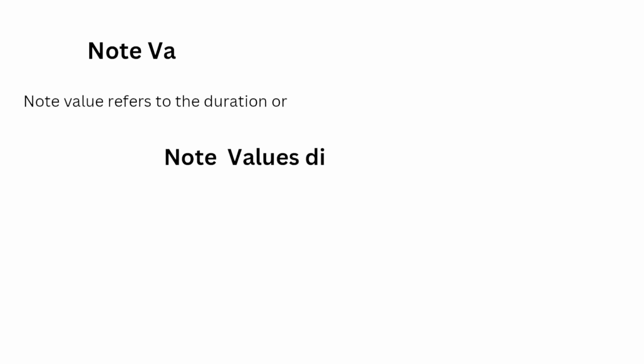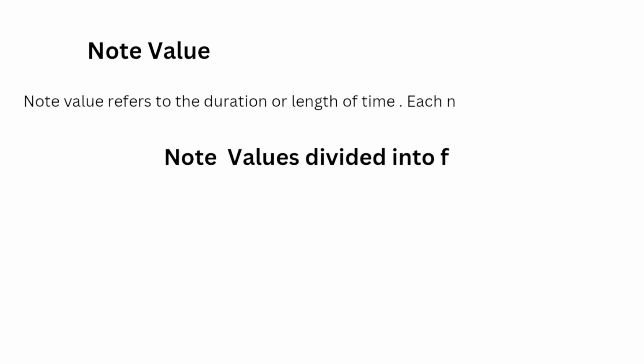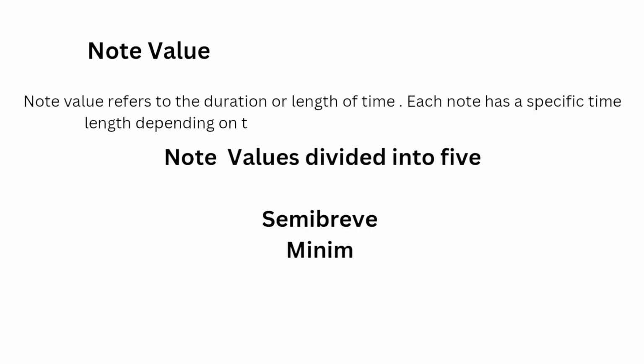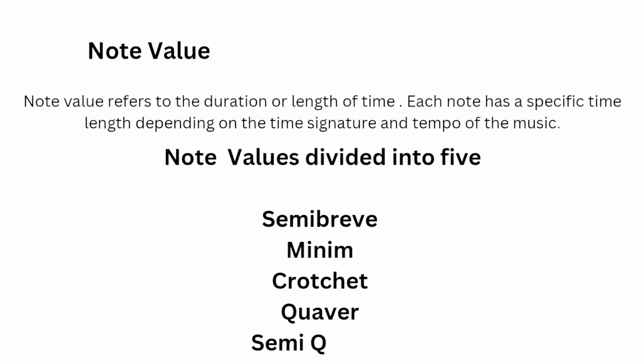What is note value? Note value refers to the duration or length of time. Each note has a specific time length depending on the time signature and the tempo of the music. The note values are divided into 5: semibreve, minim, crotchet, quaver, and semiquaver.